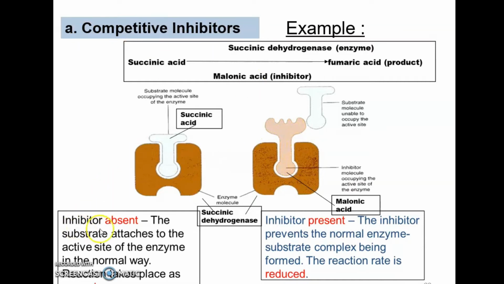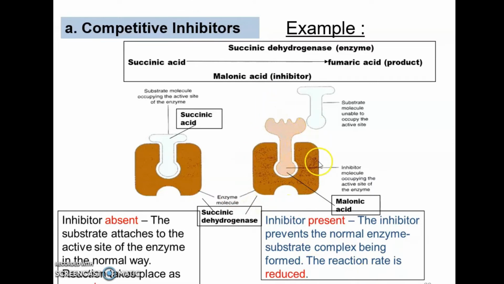Okay, in the absence of inhibitor, the substrate attaches to the active site of the enzyme. So the reaction occurs to produce fumaric acid, which is the product. But when the competitive inhibitor is present, which is the malonic acid, what happened? The inhibitor prevents the normal enzyme substrate complex from being formed, and the reaction rate is reduced. So the presence of malonic acid, the competitive inhibitor, will reduce the rate of reaction.